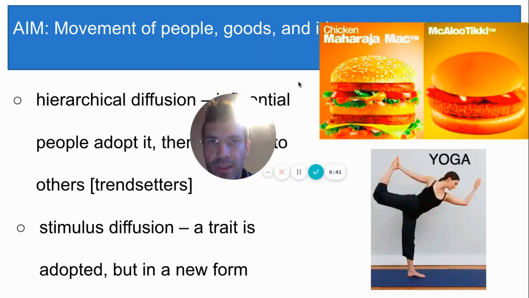One example is the Maharaja Mac, which is what McDonald's sells in India. It's like the Big Mac, but since a lot of people in India don't eat beef, it's made of chicken. So it's the idea of a Big Mac, it's that idea of the cultural trait, but changed. Another example going the other direction is yoga, which started a long time ago in India and is now popular in Western countries in ways that have nothing to do with following its original Hindu roots.